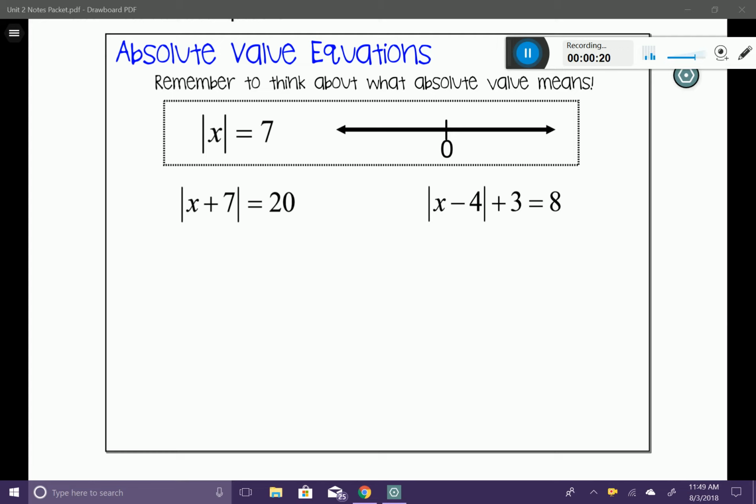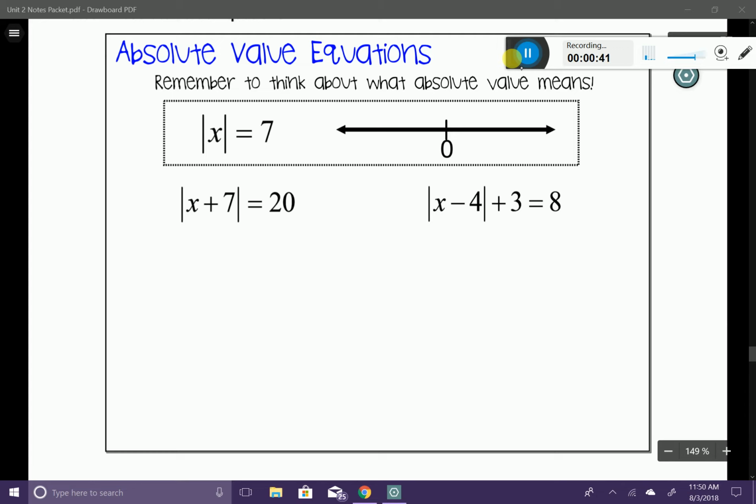The absolute value of a number is a number's distance away from zero. And one thing we know about a distance is that all distances are positive numbers. So anytime you have the absolute value of a number, it's always going to be positive. So let's think about this first piece here that you see. It says the absolute value of x is equal to 7.